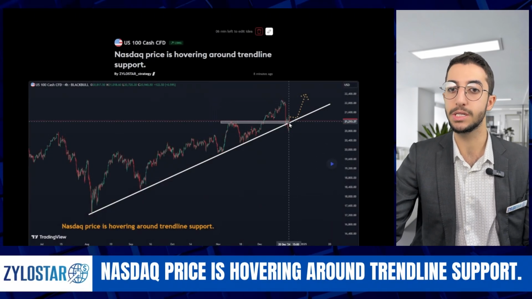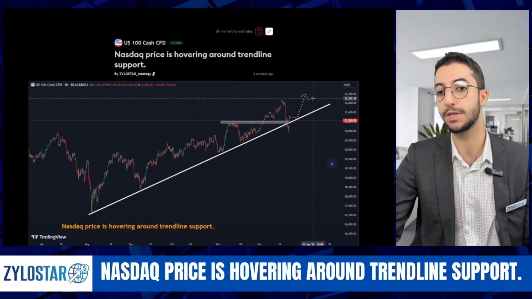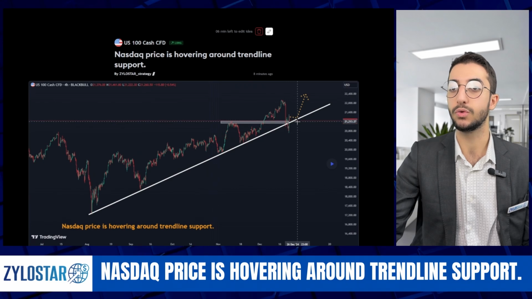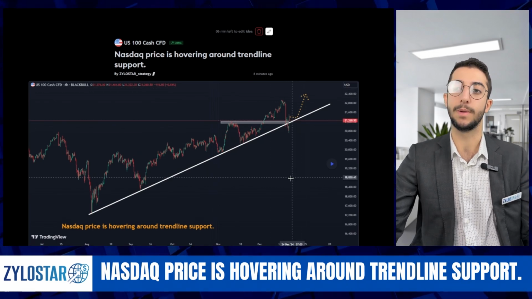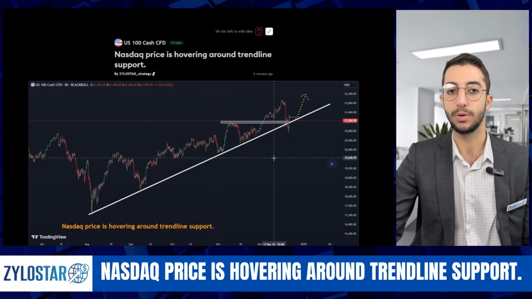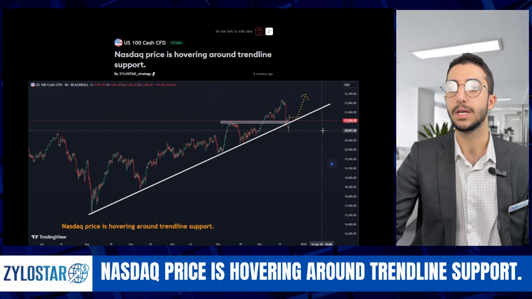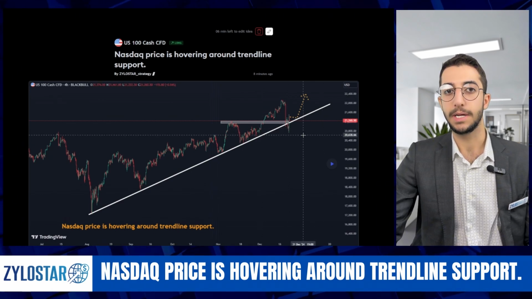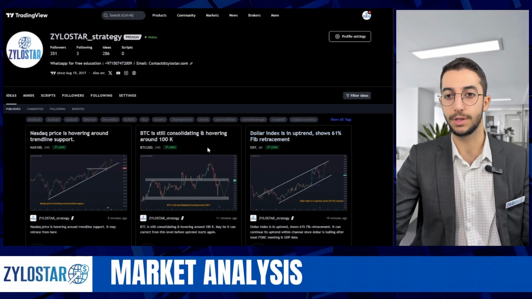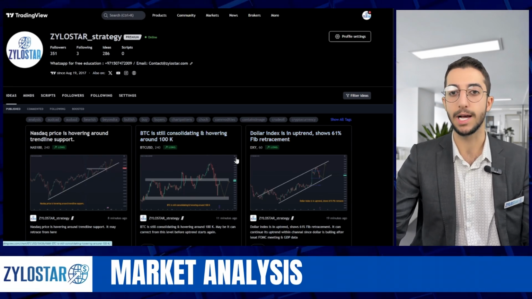NASDAQ has retraced to the trend line of this uptrend, and from here we can expect NASDAQ to continue its up momentum in this uptrend. Right, so it has found support exactly on the trend line, or almost about it. So that would be it about NASDAQ for the upcoming week. We're bullish on all of these three assets.